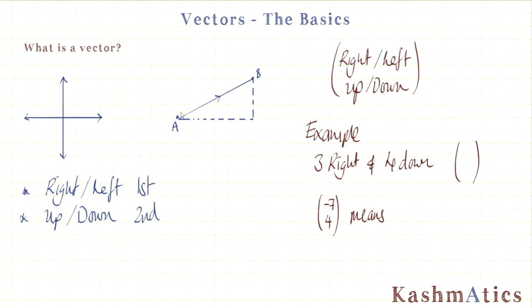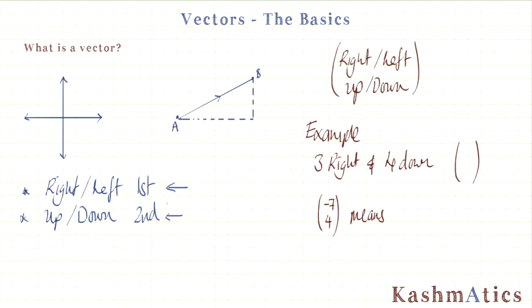So let's just take this example over here. I've got the point A and I've got the point B. Now, if I want to describe how to get from A to B using a vector, there's certain rules I need to follow. And the first rule is, you always go left or right first. Okay, so that's the direction you go in first, and then you go either up or down.